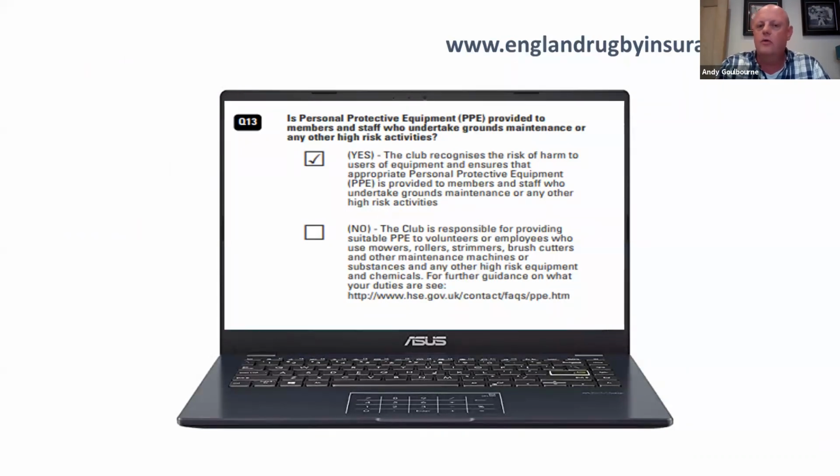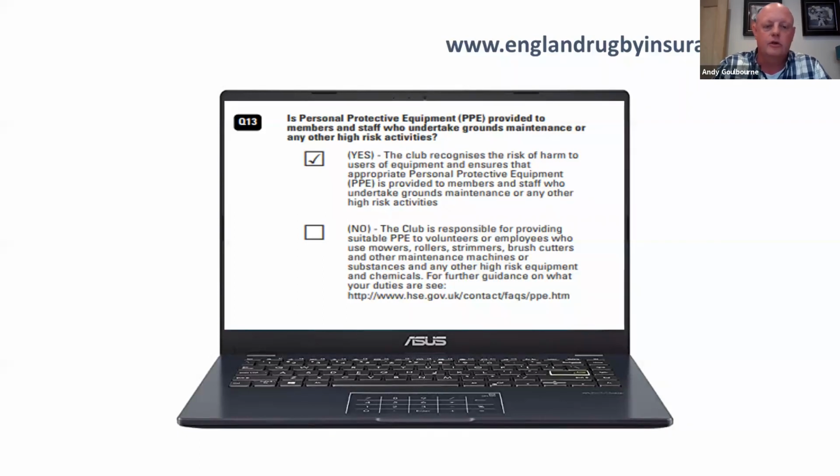You'll see if you say no, if this isn't something that you're doing, it will make suggestions as to what we suggest you should be doing and other ways that you can manage this risk. Throughout the whole thing, there are also loads of really helpful links to outside information, HSE, the RFU guidance on Rugby Safe and Head Case and different things like that, to give you ideas as to what you need to be doing to manage these risks and the bits that you need to be looking at.